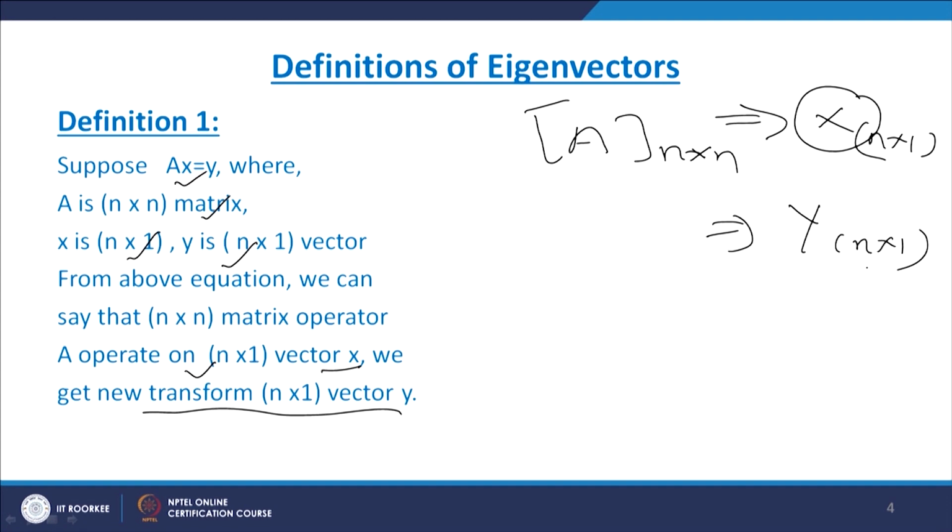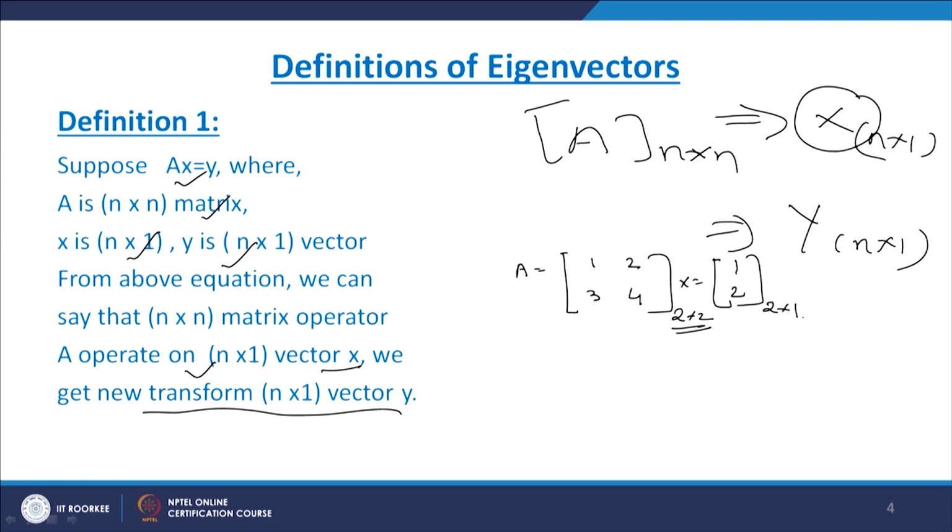For example, let us say A equals [1, 2; 3, 4]. What is the order of the A matrix? The order of A is 2 cross 2. Now this has to operate on x. Let us say x is a vector of order n cross 1, here [1; 2]. The order of x is 2 cross 1, 2 rows and 1 column.